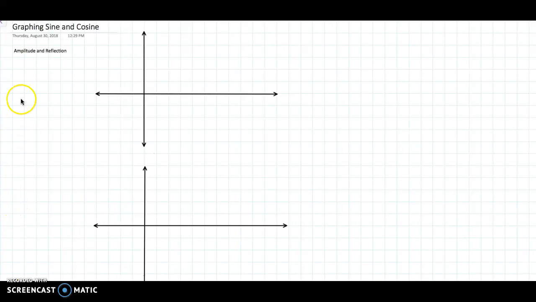Okay, now that you know how to graph basically sine and cosine with the 5 important points, let's have a look at being able to do a slightly different graph. Say we wanted to do a graph of y equals 3 sine x. And how would that look?